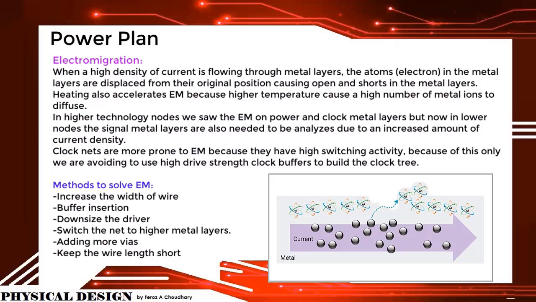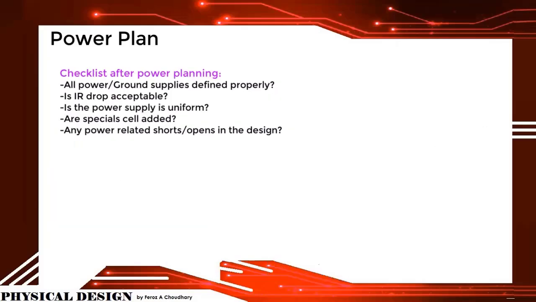Clock nets are more prone to electromigration because they have high switching activity. Because of this, we avoid the use of high drive strength clock buffers to build the clock tree. Methods to solve electromigration are: increase the width of the wire, buffer insertion, downsize the driver, switch the net to higher metal layers, add more vias, and keep the wire length short. And this is the checklist after power planning.